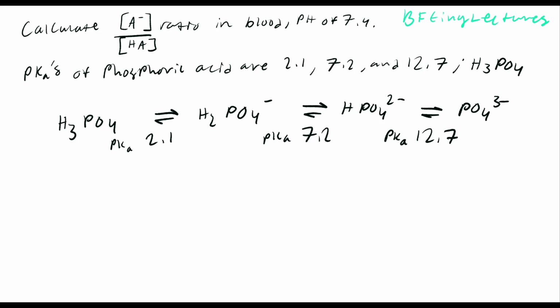Okay, so here's what we do. Since we want to have a pKa of 7.2, we have this right there. Okay, we have that. So we will have that the pH is equal to the pKa plus the log of the conjugate base over the acid.